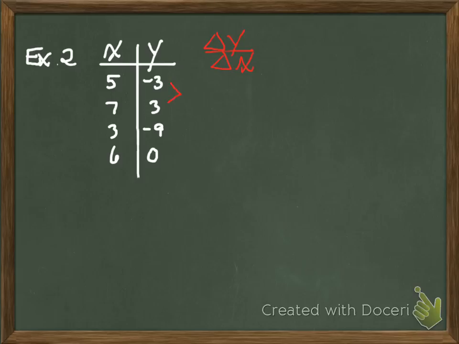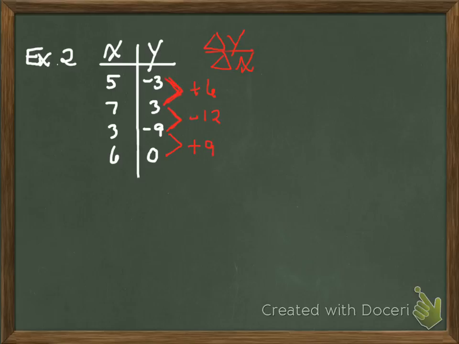My y's are changing as I go down the table. The question is, how are they changing? To go from a -3 to a +3, how much am I changing? I am increasing by 6. To go from a 3 down to a -9, I'm decreasing by 12. And then to go from a -9 to a 0, I'm increasing by 9.